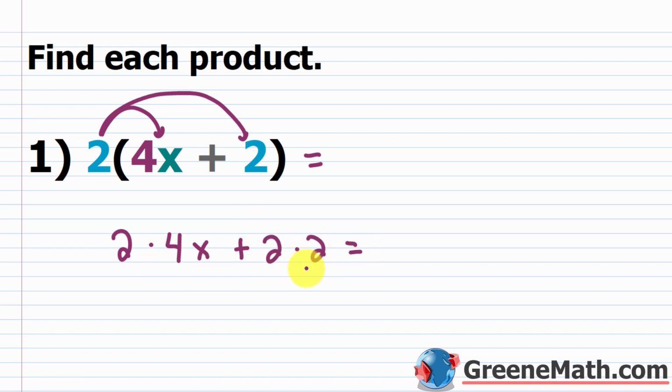Now, when you multiply, what you're looking to do is combine what you can. So in other words, if you have a number times a number or a variable times a variable, you're looking to combine what you can.